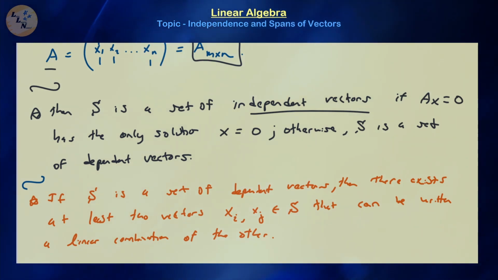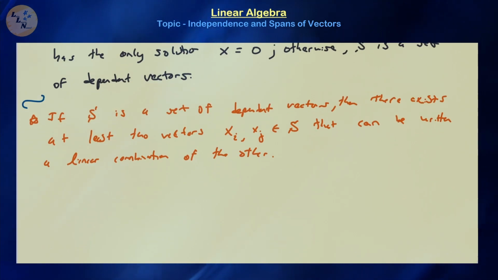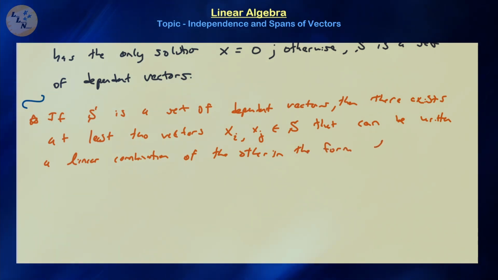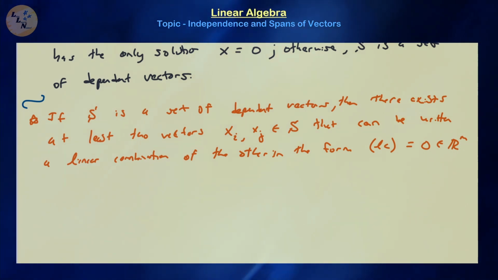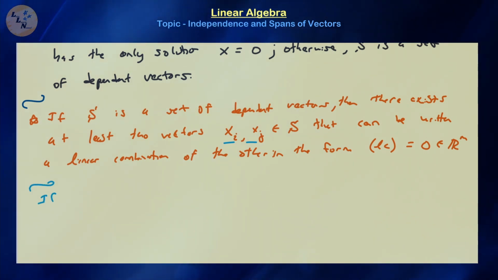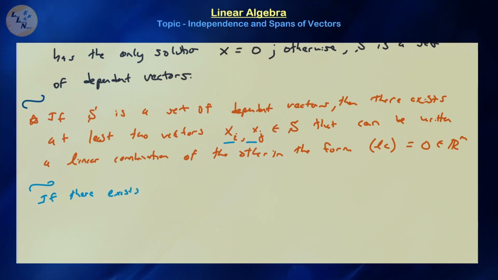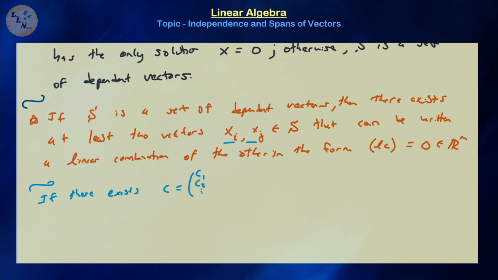Now, it's not just any combination, but that linear combination must be in the form where the linear combination is equal to 0, where that 0 belongs to the vector space, or the set of vectors, Rm. So if we look at these particular vectors, xi and xj, and possibly some other vectors, there exist some c, which is going to be a set of scalars, say c1, c2, down to, let's call it, ck, where k is the number of vectors that we're analyzing here.